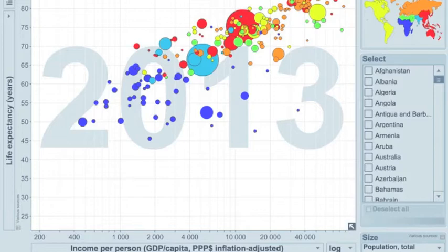Basically, if you have a high income, then you should be able to afford healthcare and other things that your country needs, so your life expectancy will go up. And if you have a low life expectancy, then your income should be quite low because then you can't afford these necessities.